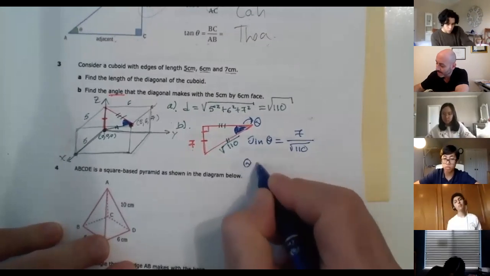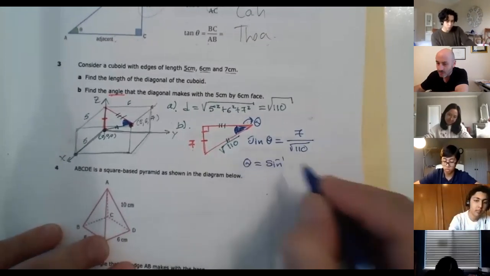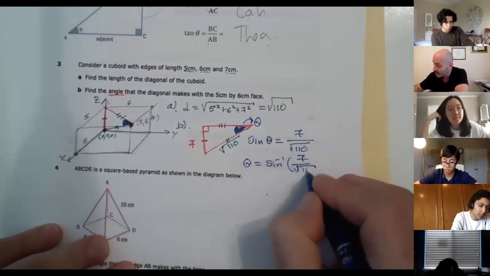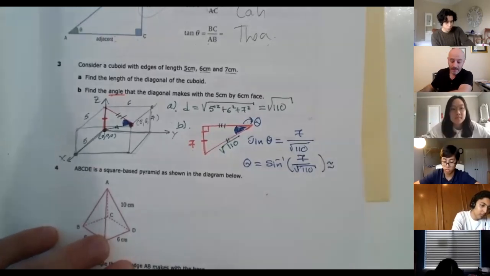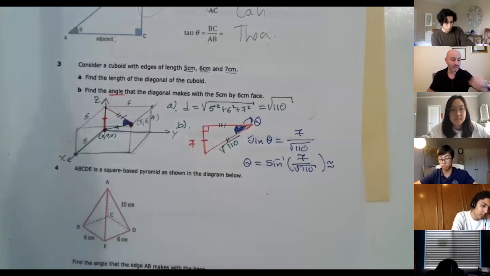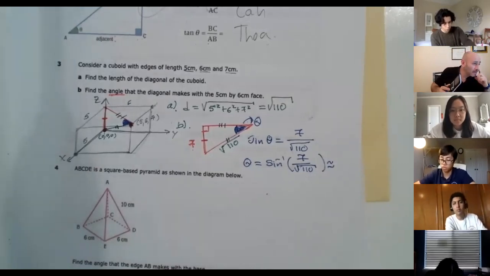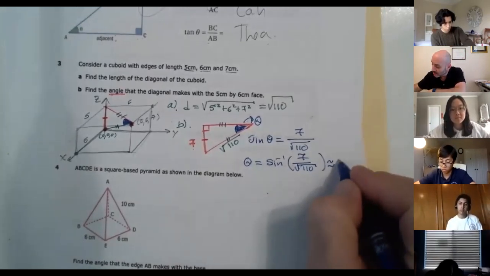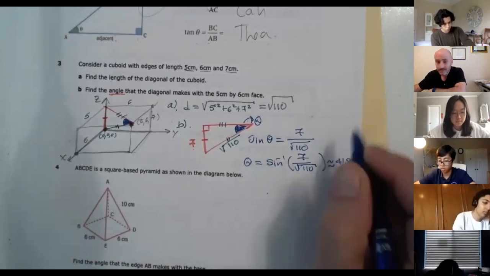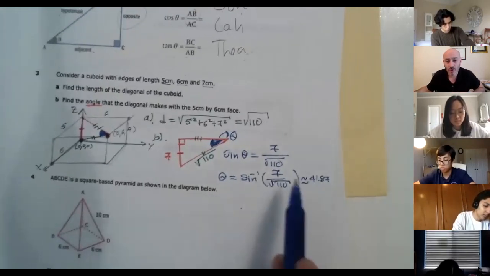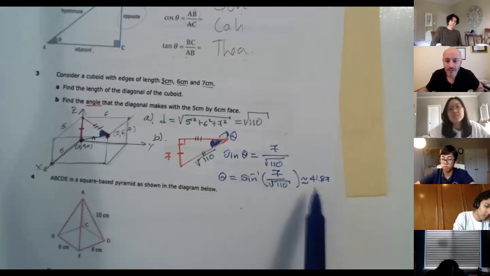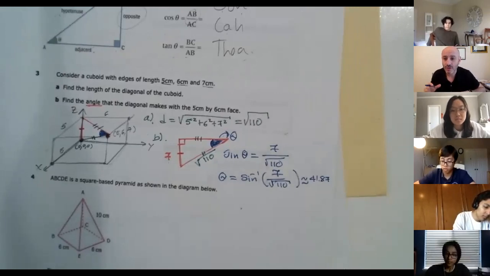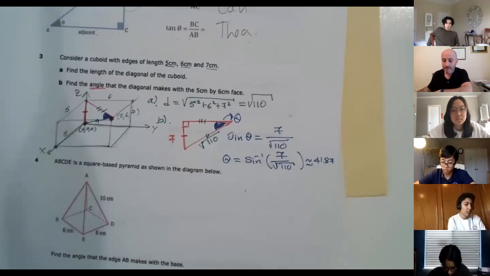So theta should be equal to the sine inverse, or arcsine, of 7 over the square root of 110. And that should give us whatever the angle is. I don't know how much that is. 41.87. All right, so theta is about 41.87. That means that you should be working in degrees. Otherwise, radians will be a very small number. Just make sure that your calculator is in there. All right, so that's part 3.